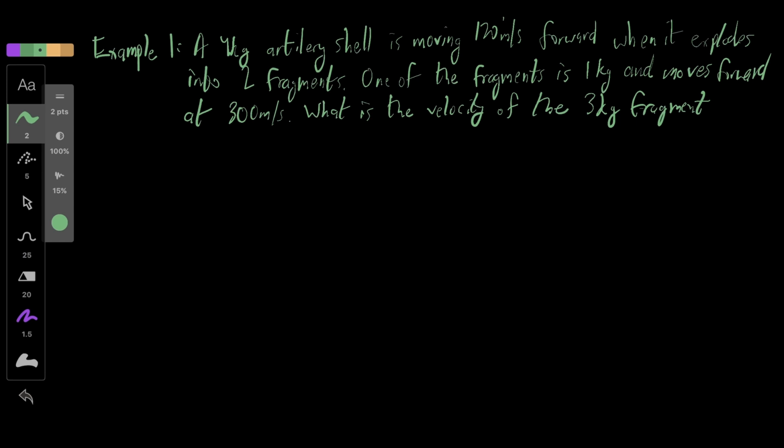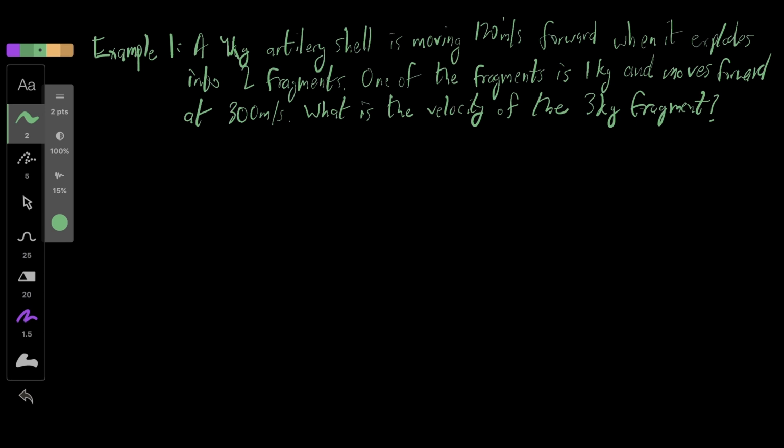Over here we have our first problem. Now I did say that we would mostly be covering problems that would have zero initial momentum, but the reason I'm covering this problem is it also teaches another very important lesson. So let's solve it. A 4-kilogram artillery shell is moving forwards at a speed of 120 meters per second when it explodes into 2 fragments. One of the fragments is 1 kilogram and moves forward at 300 meters per second. What is the velocity of the 3-kilogram fragment?